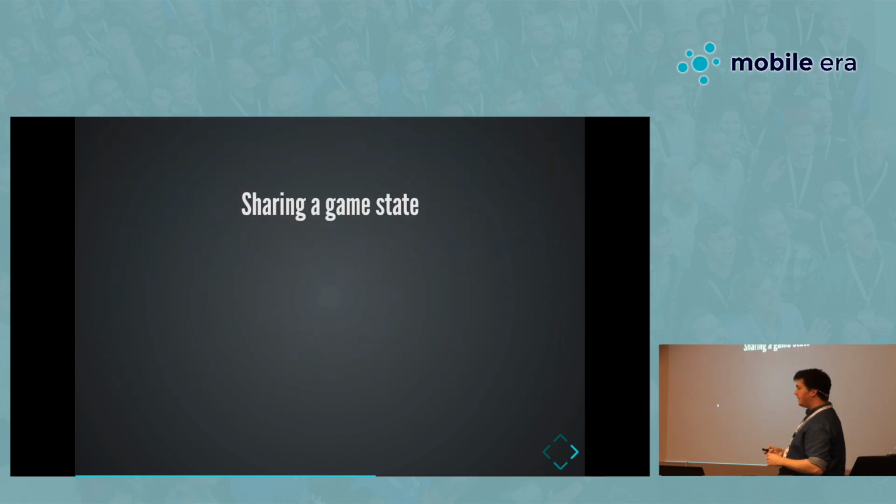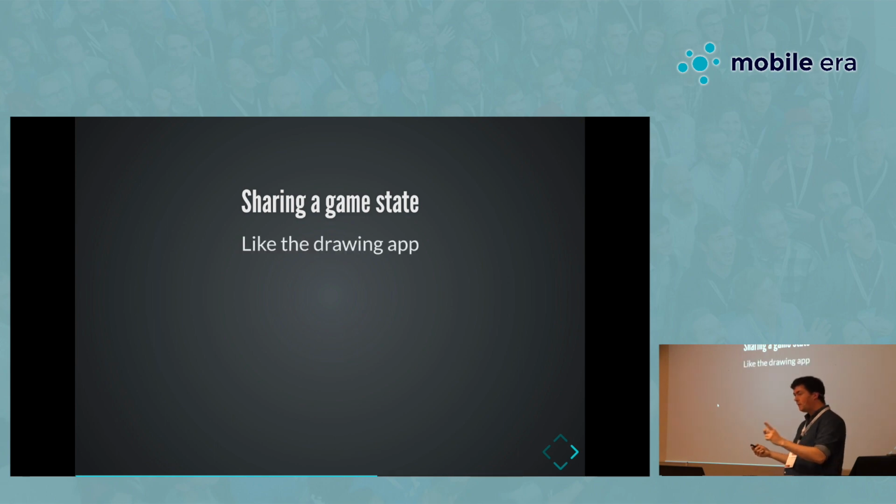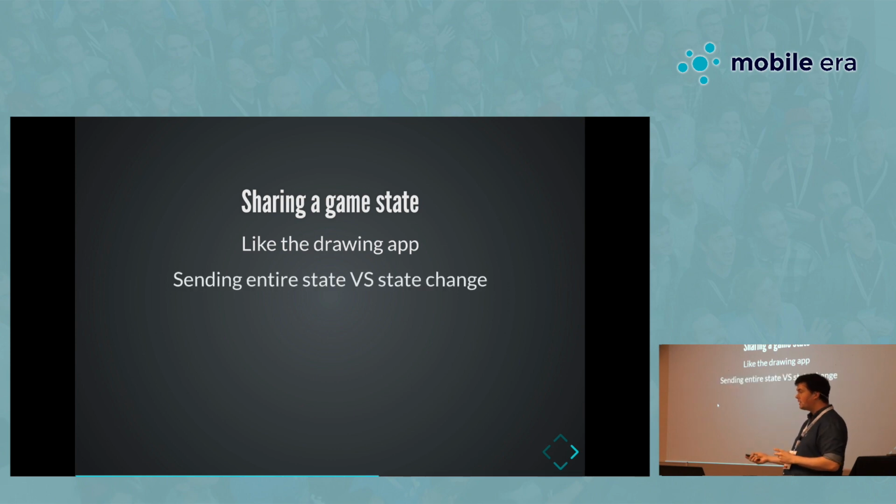And what about state? Like the demo I showed you, where you draw on one computer and it's sent to another, like the drawing app. The first thing you have to think about is, are you sending the entire state or the change to the state each time? That's a discussion on its own, but simply, if you're sending just a change, it's a lot less data, but you can get out of sync if something happens along the way. But if you're sending the entire state, you're sure everything is synced up, but it's a lot of data.